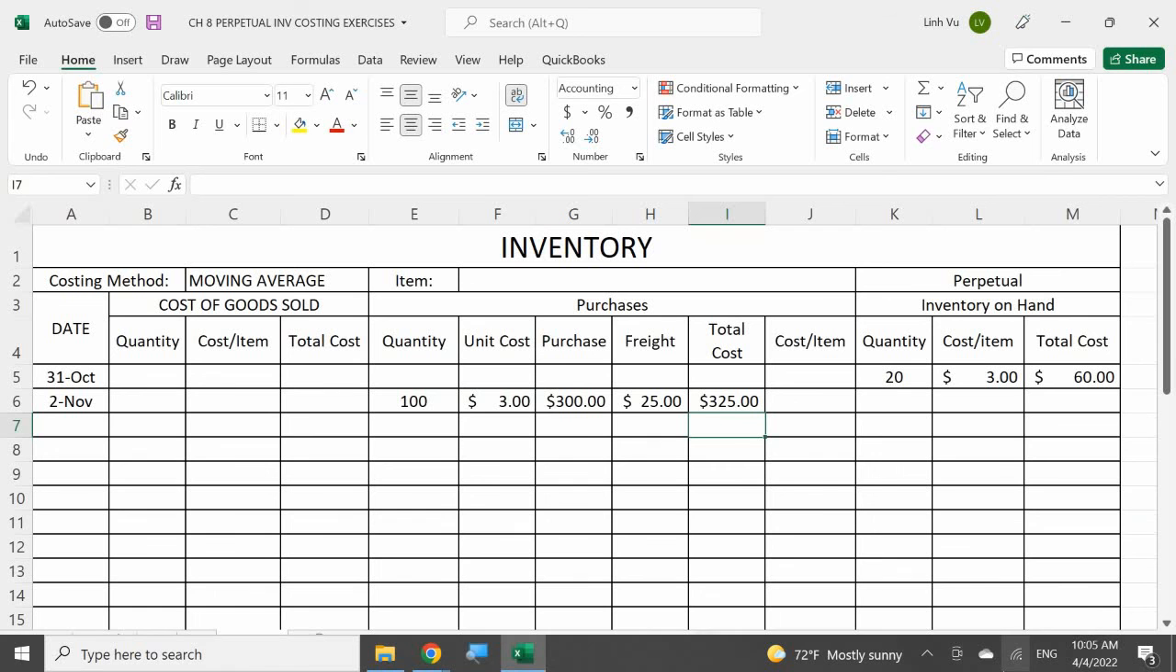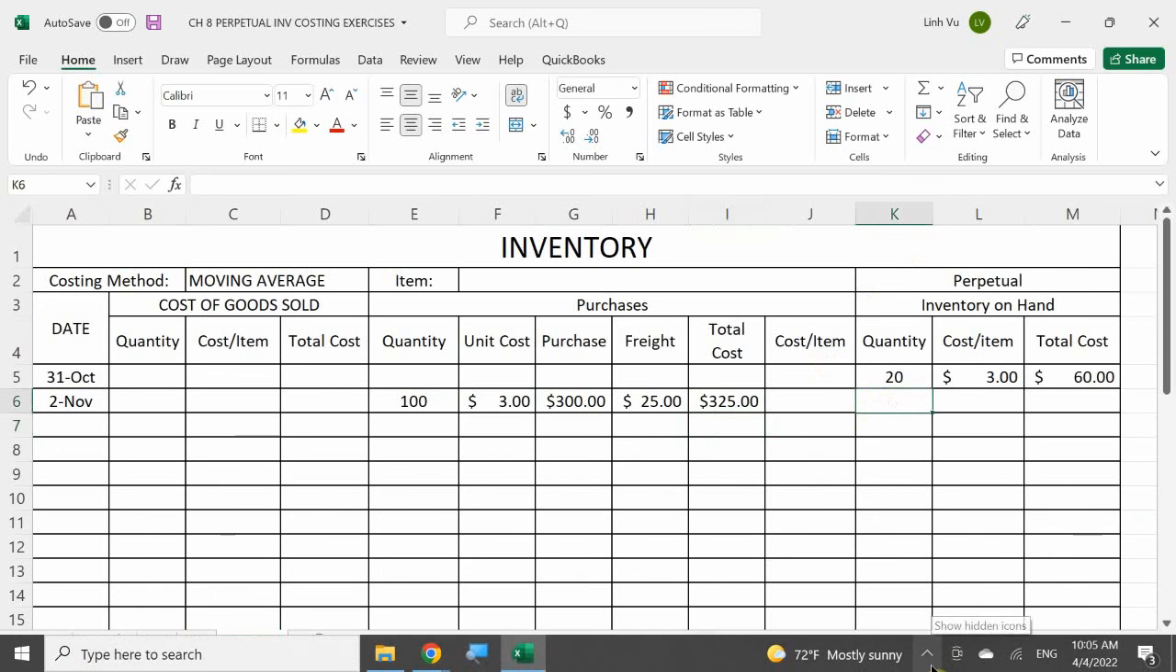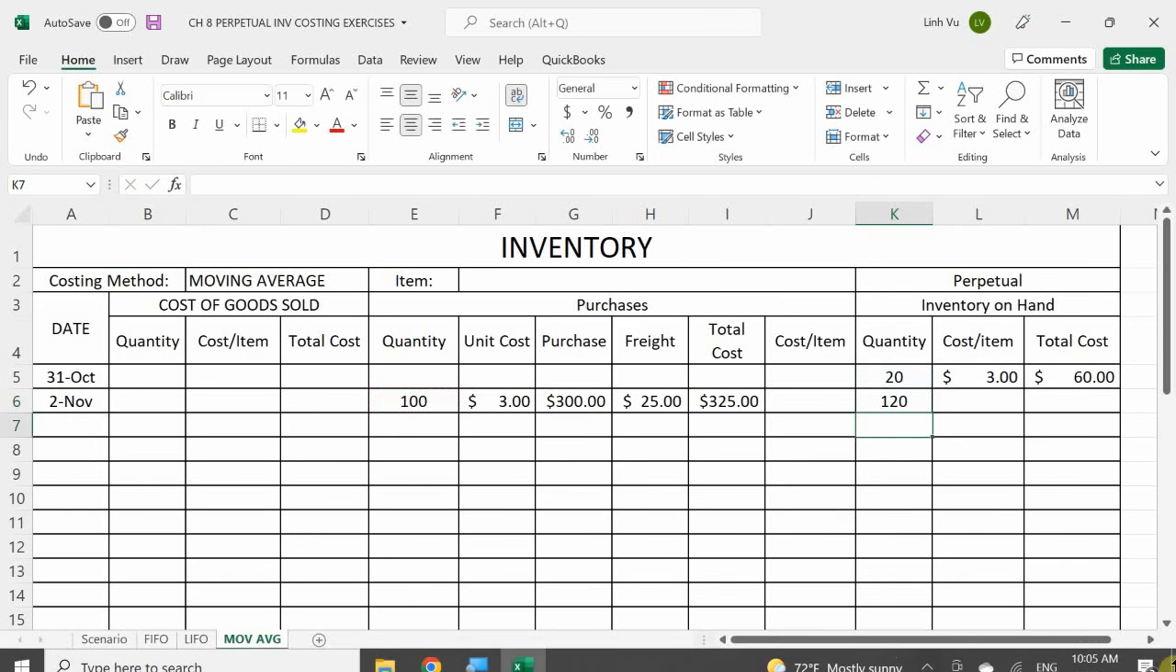So in this case, I have 20 units on hand, okay? And I just purchased 100. So what's my total quantity here? We purchased 100 with the 20. Sorry, I said that wrong. We purchased 100. Oh, 120. Yes, we have 120 now, right?